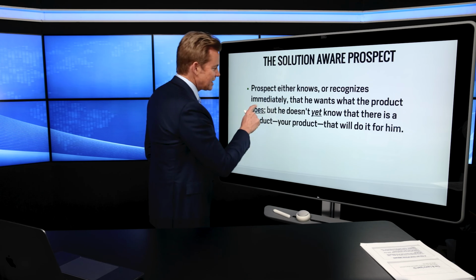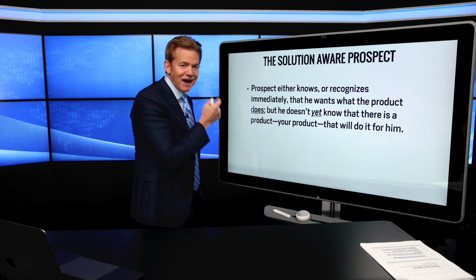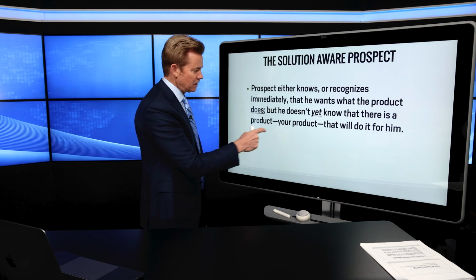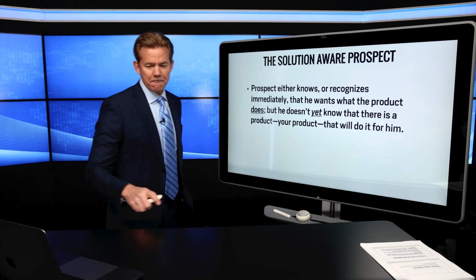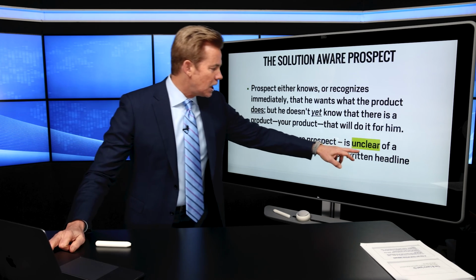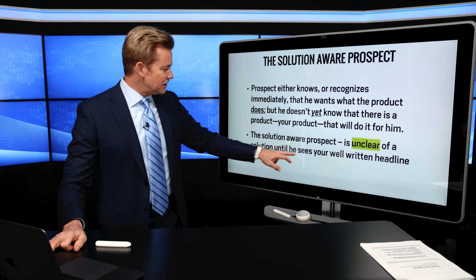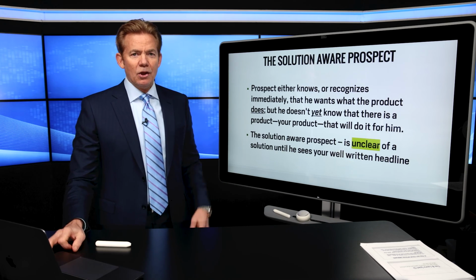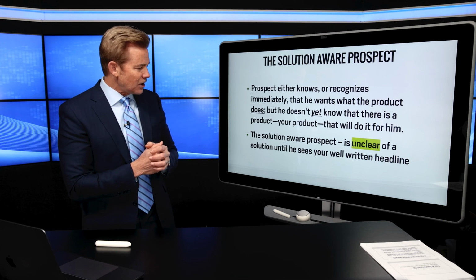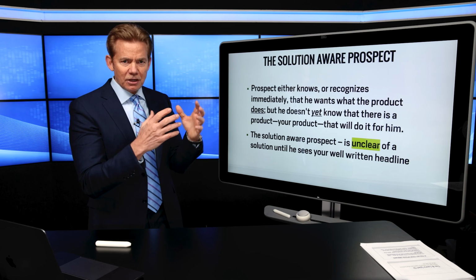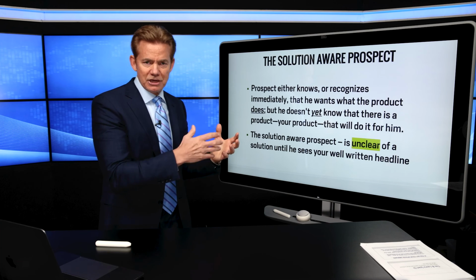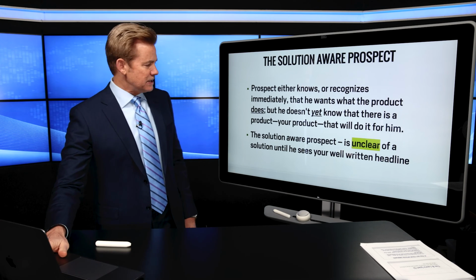The prospect either knows or recognizes immediately that he wants what the product does, the solution, but doesn't know yet that there is a product, your product, that will do it for him. All right, so that's where that person sits. The solution-aware prospect is unclear of a solution until he sees your well-written headline, or here's what you say. Okay, I talked earlier about how to establish all of these things, in terms of coming up with the major desire that your product solves and things like that.